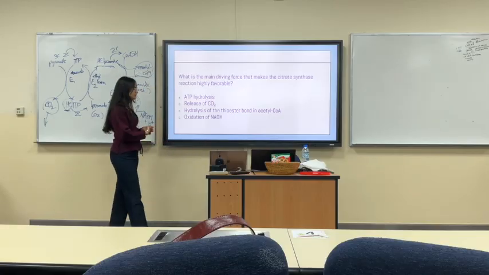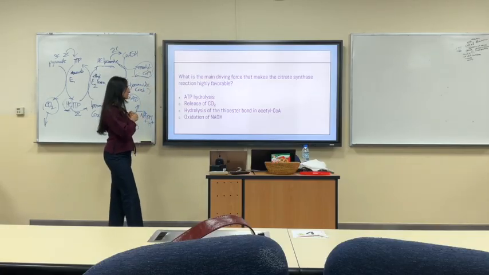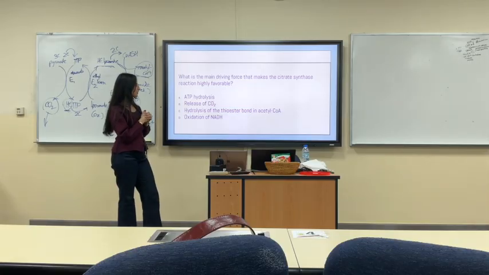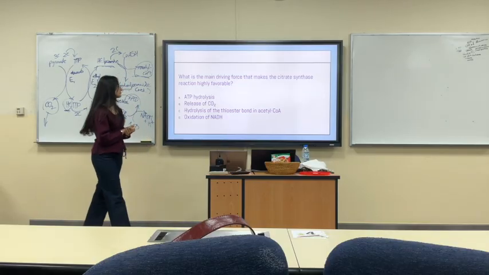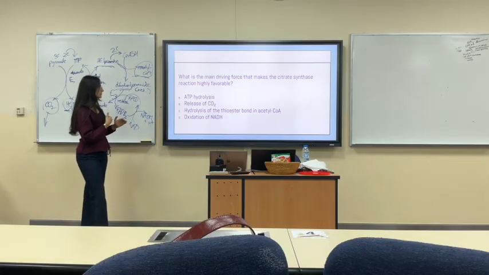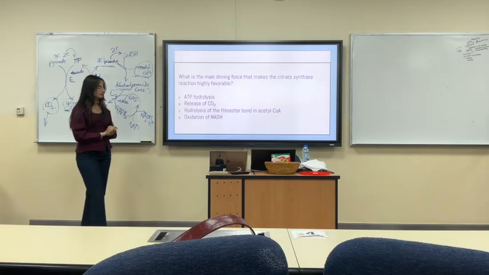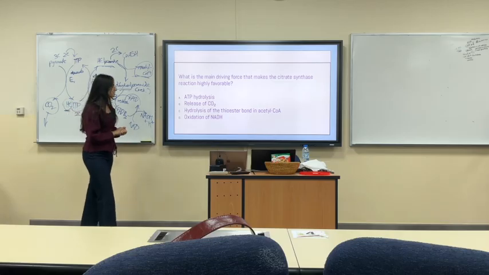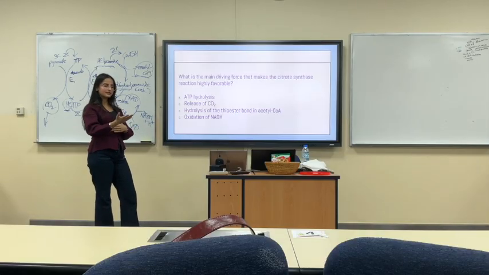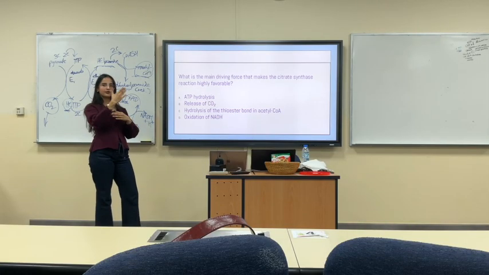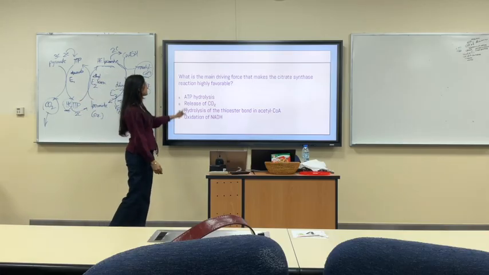Okay, 2 questions and then Ahmed will continue with the citric acid cycle. What is the main driving force that makes the citrate synthase reaction highly favorable? Is it ATP hydrolysis, release of carbon dioxide, hydrolysis of the thioester bond in acetyl-CoA, or oxidation of NADH? Is it C? Yes, it's C, as I mentioned, because when we have hydrolysis, we will have energy release. When we have energy release, the forward reaction is favored.